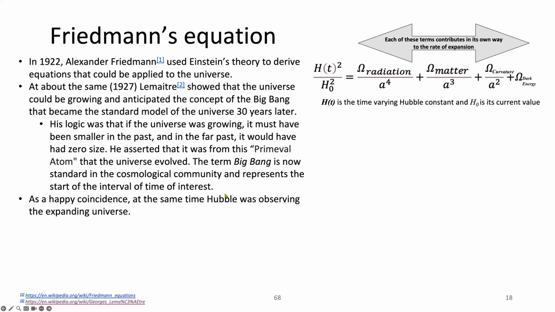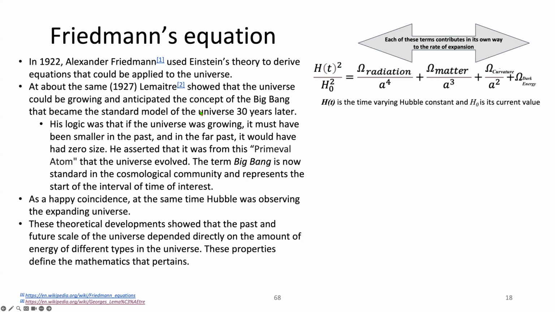And then we have a happy coincidence that this is work being done in 1922, 1927. Unbeknownst to these people, Hubble, almost at the same time, was observing an expanding universe. So everything was in place to discard the idea of a static universe. And what's more, Friedman put it in terms where we can do calculations and see, depending on details, how our universe is going to evolve.